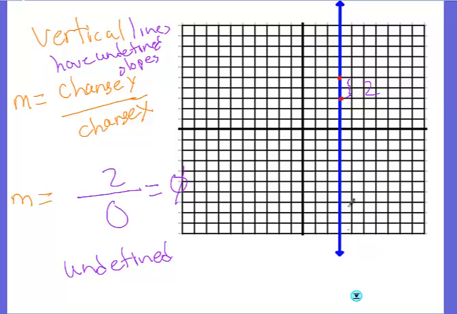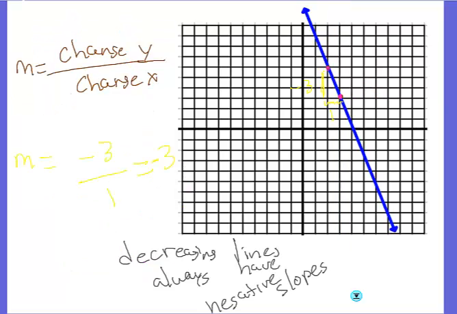A vertical line just goes straight up and down. Therefore, their change in x is 0, so therefore the slope is undefined. Vertical lines always have undefined slopes. Again, you're not going to fix that. That's just the thing. And lastly, a decreasing line goes from left to right. It falls down. Okay? It's decreasing, it's falling. Always has a negative slope. All right? So, that's never going to change. Again, you're not going to disprove that.